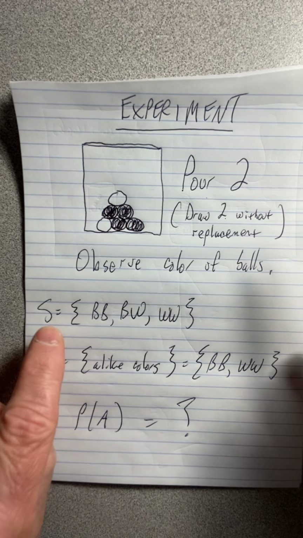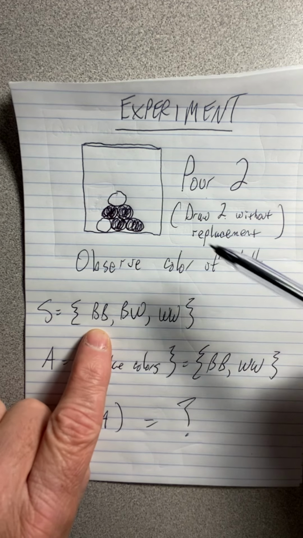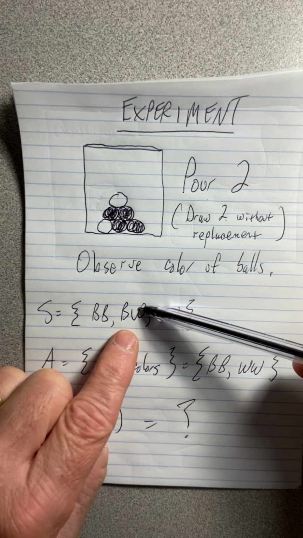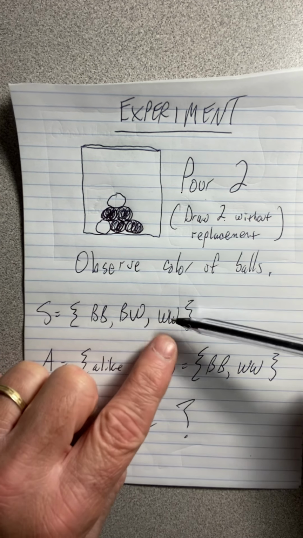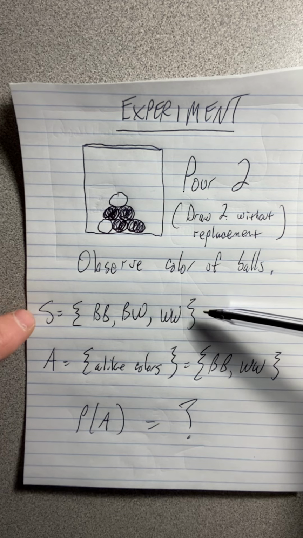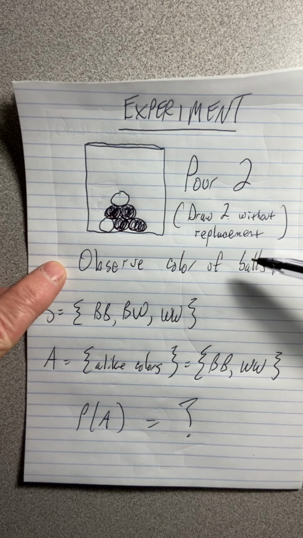Our sample space, in this particular case where there are only black and white balls, is that we could get 2 blacks, a black with a white, or 2 whites. Now this is not a symmetric sample space, but it is all the things that could happen if we're observing the color of the balls.